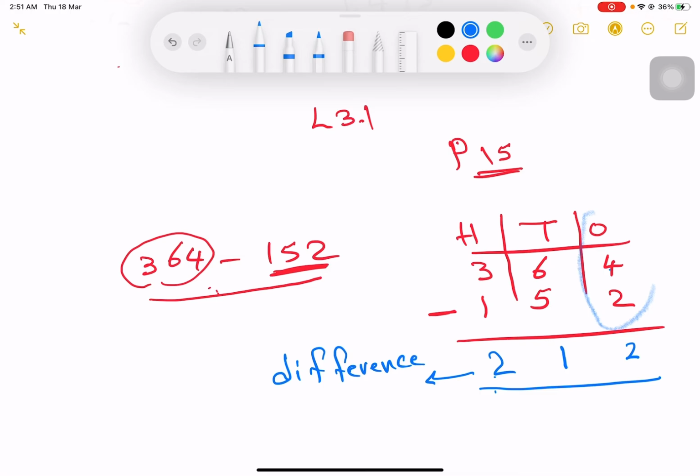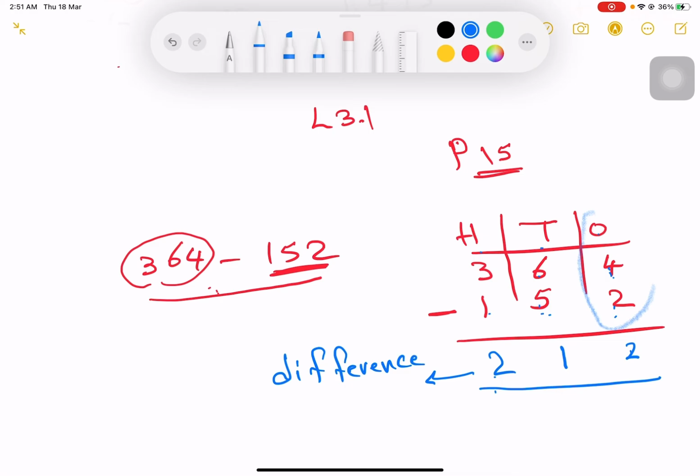Okay? So you start with the ones, then the tens, then the hundreds. You subtract without regrouping. The number that is above is greater than the number that is down. So 4 minus 2, it's 2. The 4 can give you 2. The 6 can give you 5. The 3 can give you 1.